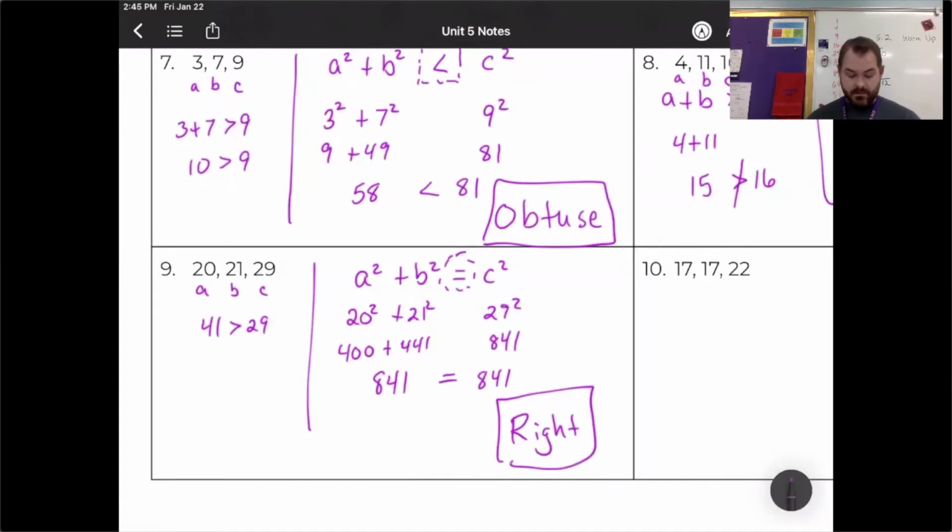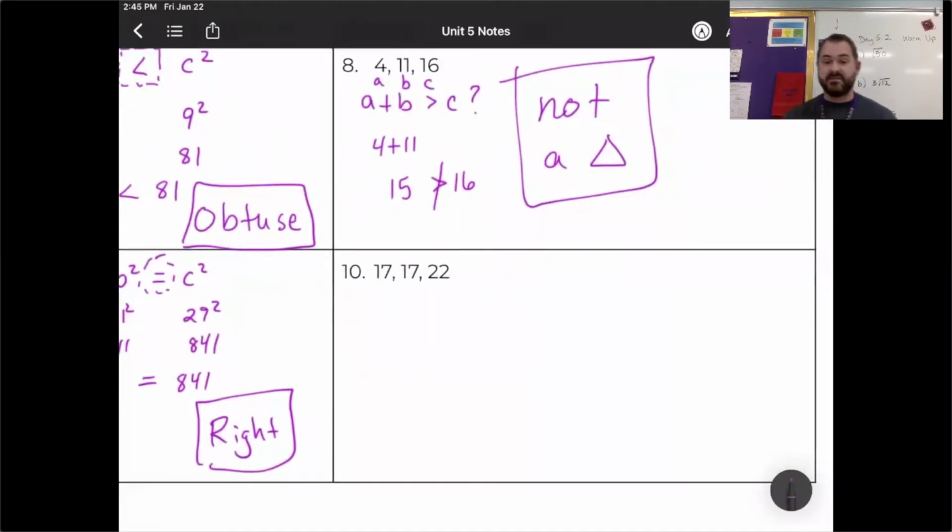Number 10, as we look here, we've got 17, 17, and 22. Again, I want to add these up. 17 and 17 for the smaller two add up to 34, which is greater than 22. So we know this is a triangle. So I can move on to the Pythagorean converse.